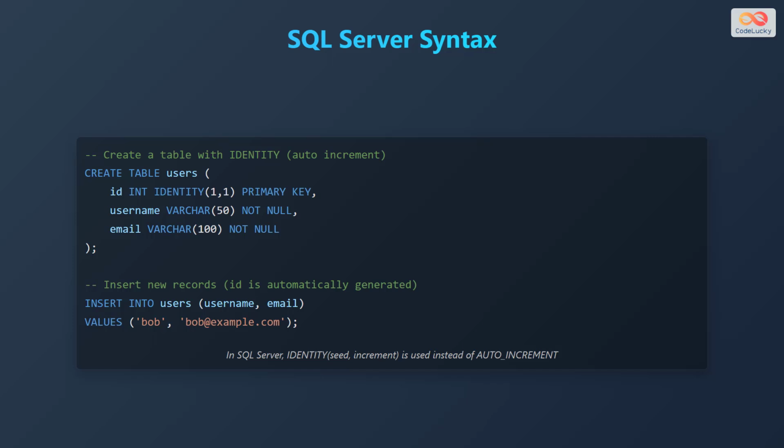When inserting new records, the ID is automatically generated. Here's how you can insert data into the users table by specifying the username and email. Notice how we didn't specify the ID in the insert statement? That's because the identity function will automatically generate a unique ID for each new record. In SQL Server, identity seed, increment is used instead of auto_increment.